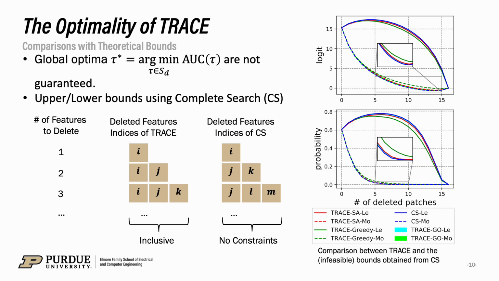The comparison is shown on the right. It can be observed that TRACE approximates such upper and lower bounds very well, and the true global optimum can only lie between TRACE and complete search, which is a very small area.